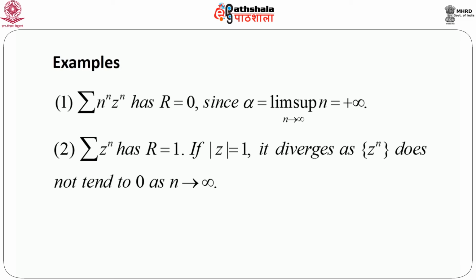Now one interesting thing is what happens when mod z equals 1. This is a very special case, and one has to look at the actual power series when mod z equals 1. In this case, if mod z equals 1, it diverges, as z to the power n does not tend to 0 as n goes to infinity. And the third example, summation z to the power n by n factorial, has R equals plus infinity. So this radius of convergence gives some idea about the nature of the convergence of the power series.